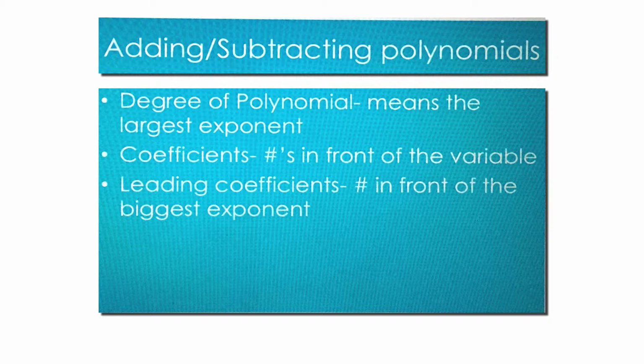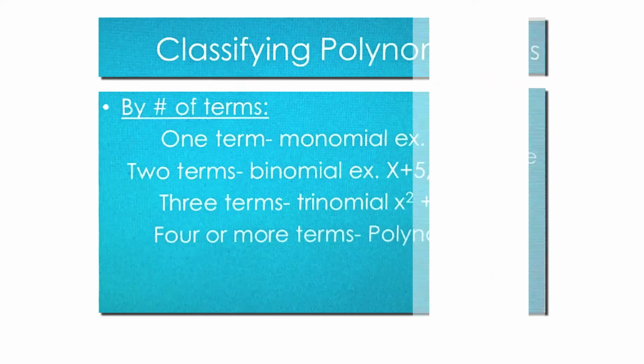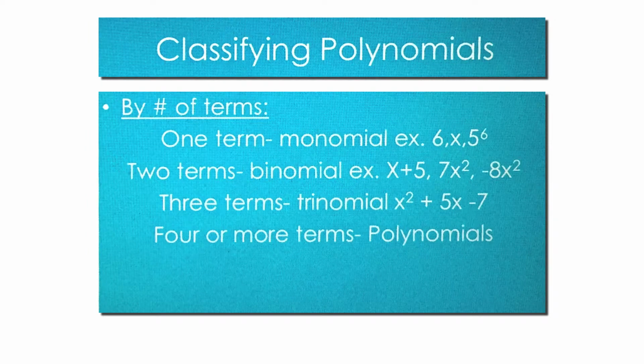Coefficients. Those are the numbers in front of the variables, like 3x, the 3, 4x, the 4, and so on. Leading coefficients. These are the numbers in front of the biggest exponent, meaning if we have an equation like 5x cubed and 4x to the second power, 5 is the leading coefficient since it's cubed and 4 is smaller since it's simply squared. So how do we classify our polynomials?